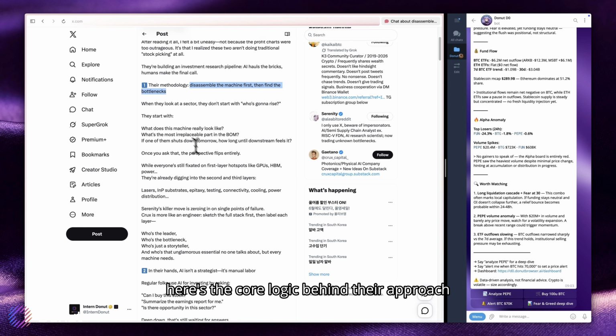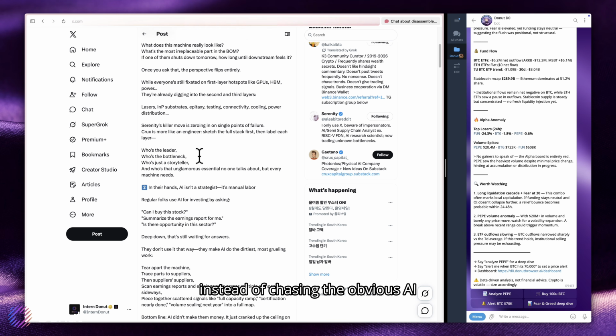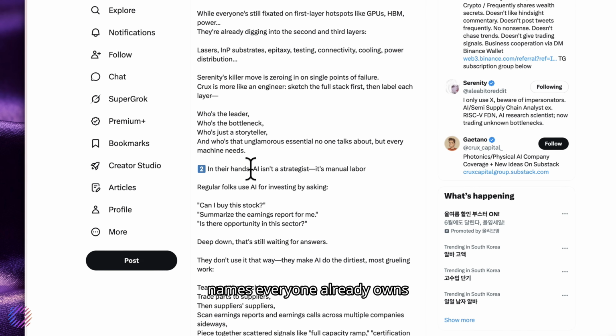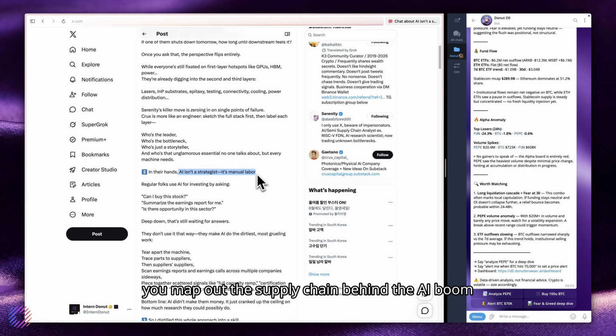Here's the core logic behind their approach. They call it disassemble the machine first, then find the bottlenecks. Instead of chasing the obvious AI names everyone already owns, you map out the supply chain behind the AI boom and identify the irreplaceable choke points. Three things make this interesting. First, when a specific link in the AI supply chain becomes a true bottleneck, the growth of the major AI players inevitably pulls those supply chain stocks up with them. The demand has to flow somewhere.